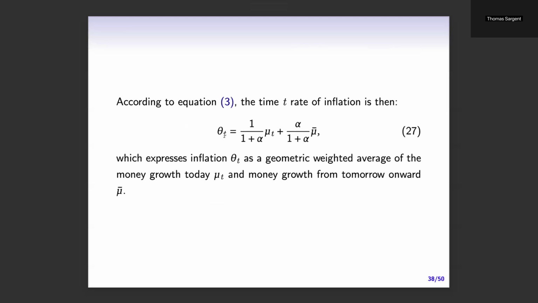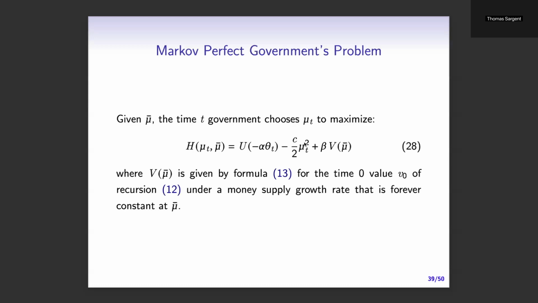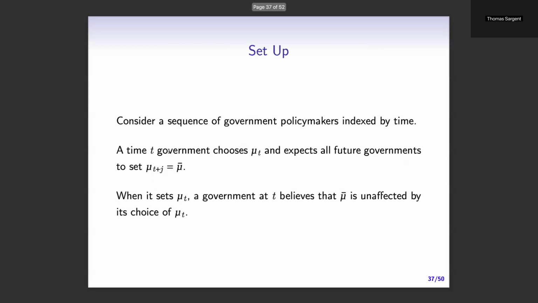Under this assumption, theta t is a weighted average of what I set today and what I think my successors are going to set. They're all going to set the same thing. So here's what theta t is under this timing protocol. This is under a timing protocol and a belief protocol.